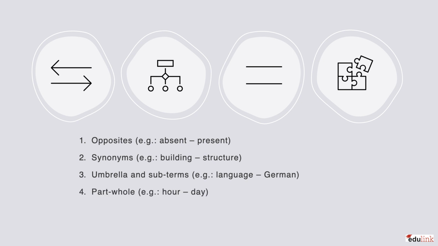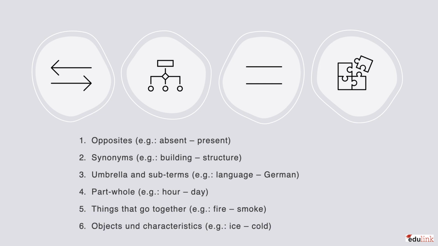Number 4, part-whole relations. So for example, hours as part of the day. Hours make up the whole entity of a day. Number 5, things that go together. For example, fire and smoke. And number 6, objects and their characteristics. For example, ice and cold. We often associate ice with being cold, as having the characteristic of cold.